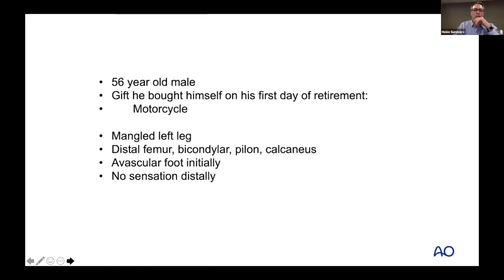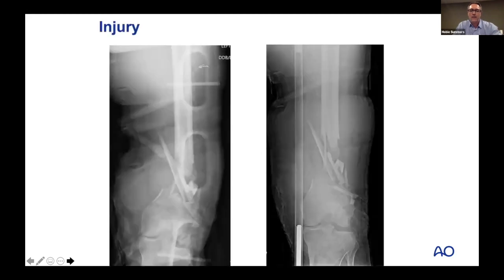Okay, I think Sean, you're up. So this is your 56-year-old gentleman that bought himself a motorcycle for his retirement. And he has this mangled left leg, distal femur, bicondylar plateau, a pilon, a calcaneus, his foot's avascular, no sensation distally. And this is his femur fracture.